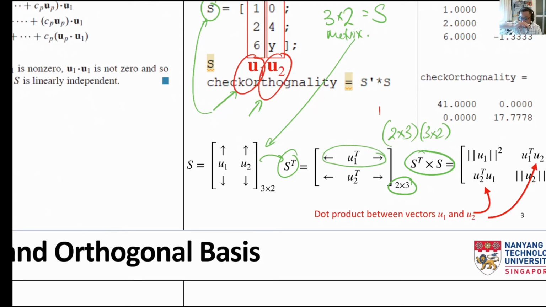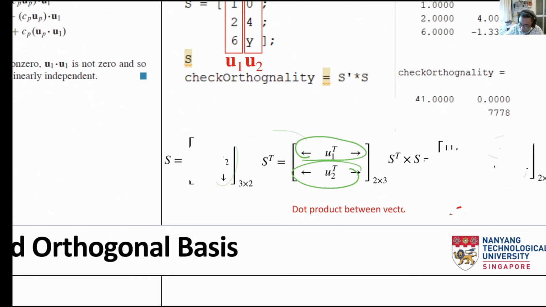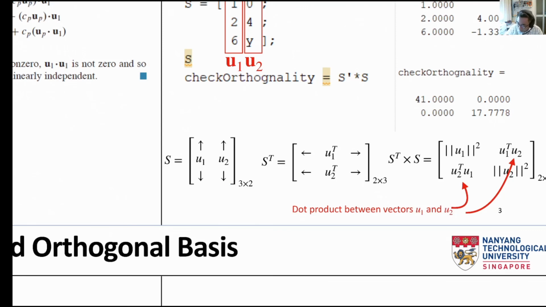rows of u1 dotting with columns of u1 to give us the norm values of u1. And finally, we continue with the rest, and we get all the entries of a 2 by 2 matrix. It is the diagonal that we are interested in. The diagonal will tell us the norm squared, and the off diagonals will tell us whether the vectors are orthogonal with each other or not. If the vectors are orthogonal with each other, all the off diagonals would have values 0, as shown above.